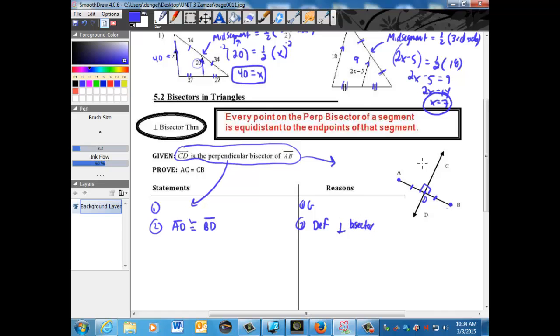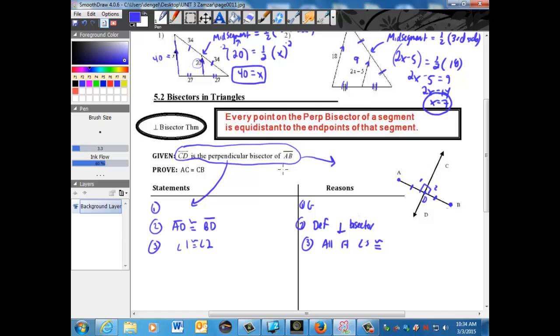Okay, which says that since CD is a perpendicular bisector, that means segment AB will get cut in half, and that's why we're allowed to say AD is congruent equal to BD by definition of perpendicular bisector. Alright, we're also allowed, let's label this angle 1 and angle 2. We can say angle 1 is congruent equal to angle 2. And why is that? Well, we can say that all right angles are congruent.